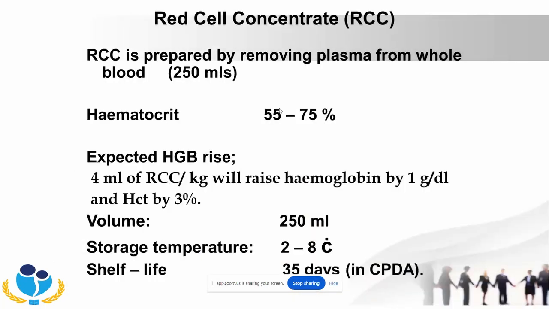Now coming to red cell concentrate, it is extracted from the whole blood after the first centrifuge. The volume is usually 250 ml and the hematocrit ranges from 55 to 75. Expected hemoglobin rise in an ideal situation: 4 ml of red cell concentrate per kilogram will raise hemoglobin by 1 gram per dl. Storage temperature is 2 to 8 degrees, and shelf life is similar to whole blood, 35 days.